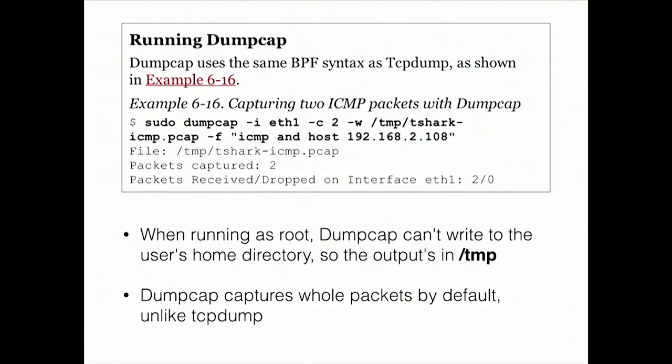So you can use the same Berkeley packet filter if you want to. With -f, you can have ICMP and host number and the usual stuff there to limit what packets will be captured. If you run it as root, you don't have privileges to write to your home directory, which is kind of screwy, and you have to write to /tmp, but you're not supposed to be doing that anyway. Dumpcap also captures whole packets by default, unlike tcpdump, where you'd have to specify the snap length. So this is sudo dumpcap on interface eth1, capture 2 packets, write it to this file in the tmp directory, and use this filter in BPF format. So it'll capture only the packets that match that condition.